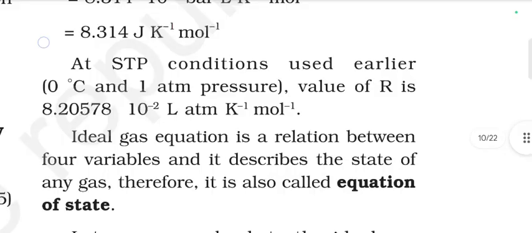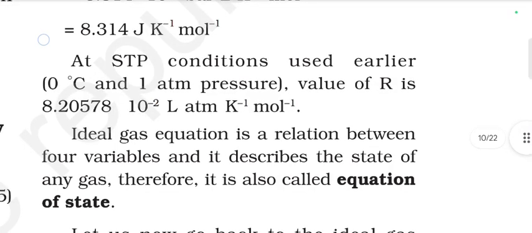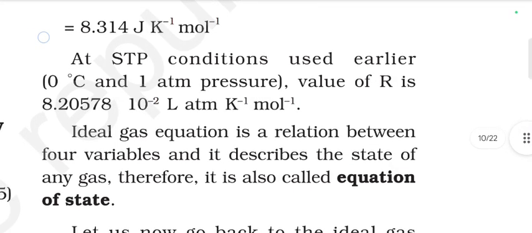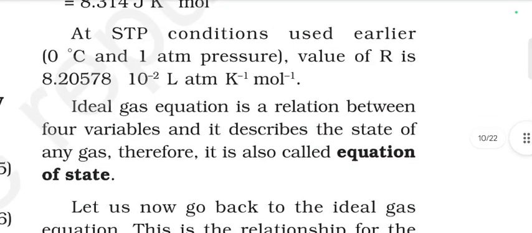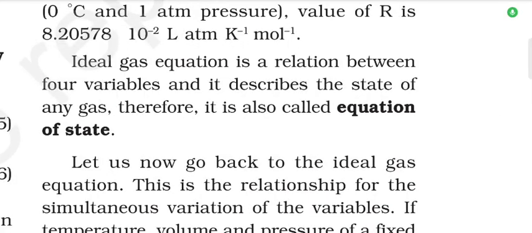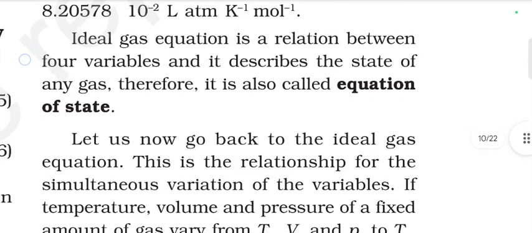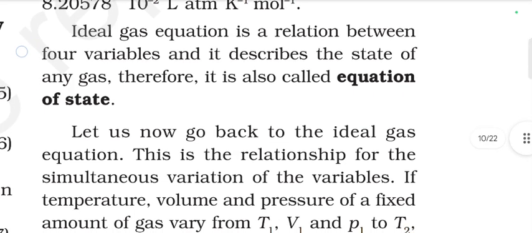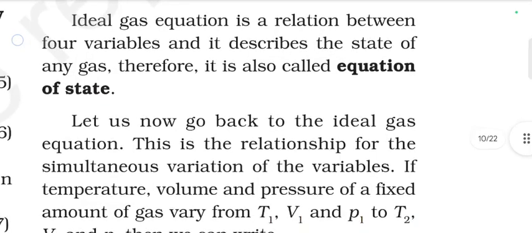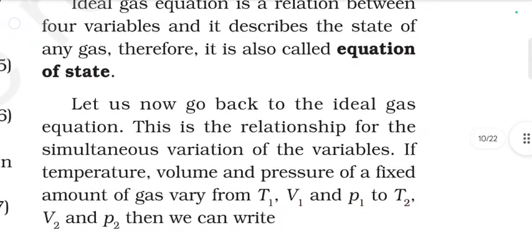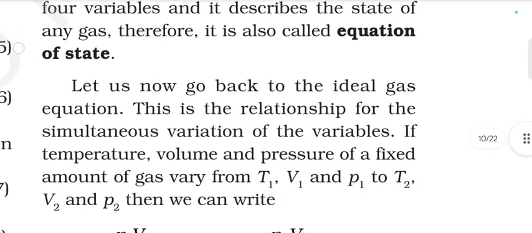At the STP conditions used earlier, 0 degree Celsius and 1 atmospheric pressure, the value of R is 8.20578 × 10^-2 liter atm K inverse mole inverse. The ideal gas equation is a relationship between four variables and it describes the state of any gas. Therefore, it is also called the equation of state.